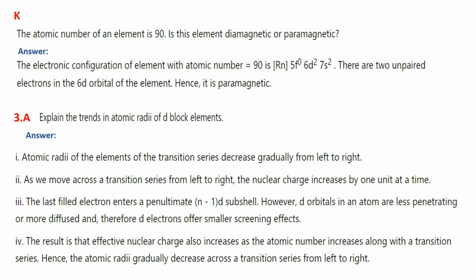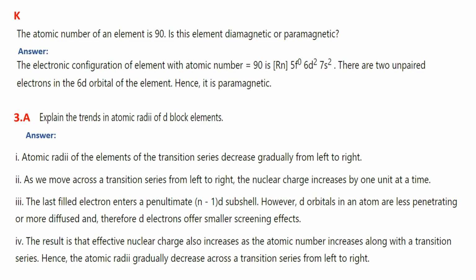Next question. Atomic number of an element is 90. Is this element diamagnetic or paramagnetic? We know diamagnetic substances contain paired electrons and paramagnetic substances contain unpaired electrons. The electronic configuration of the element with atomic number 90 is [Rn] 5f0 6d2 7s2. Here you can see 2 unpaired electrons in the 6d orbital of the element. Hence it is paramagnetic.